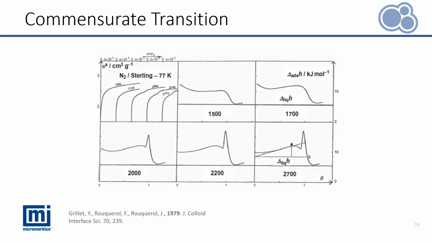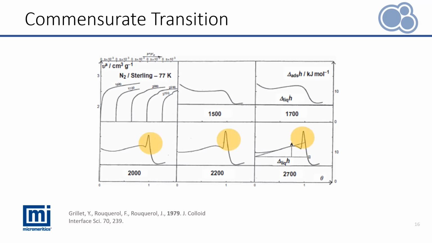which causes a sudden increase in adsorption, undergoing the commensurate transition. Grillet et al. showed this commensurate transition occurring in relation to the presence of graphitic surface with their microcalorimetric experiments. Here are the differential enthalpies of nitrogen adsorption at 77 Kelvin on Sterling carbon black, which was heat treated at different temperatures of 1500, 1700, 2000, 2200, and 2700 degrees Celsius, plotted against the degree of coverage of adsorptive gas on the surface.